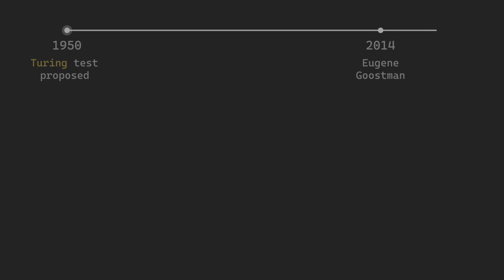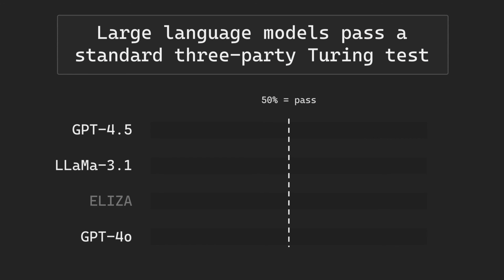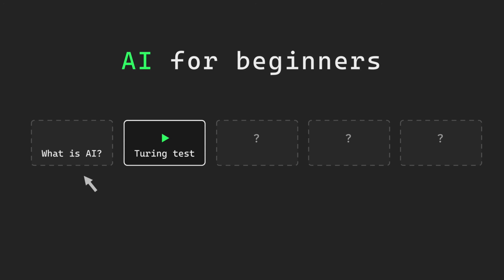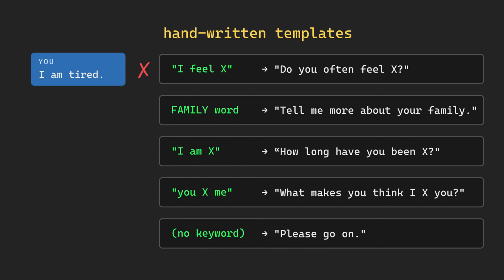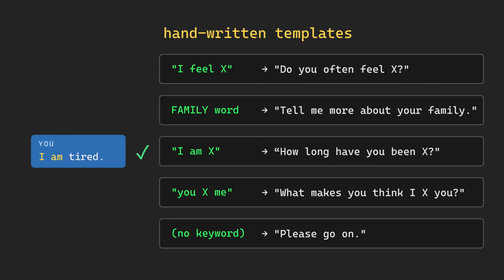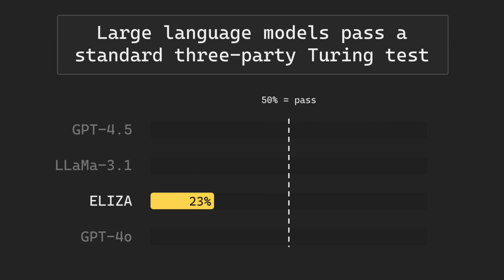And recently I came across a paper called "Large Language Models Pass a Standard Three-Party Turing Test," presenting Turing test results from over 1,000 games. The authors tested 3 large language models, LLMs in short, and as a sanity check, ELIZA, which you might remember from the first video in this series. Quick recap. It looks for a keyword in your message and answers with a matching handwritten template. That's the entire program. And this program won in 23% of its games, which I have to admit is a remarkable result for something that simple.